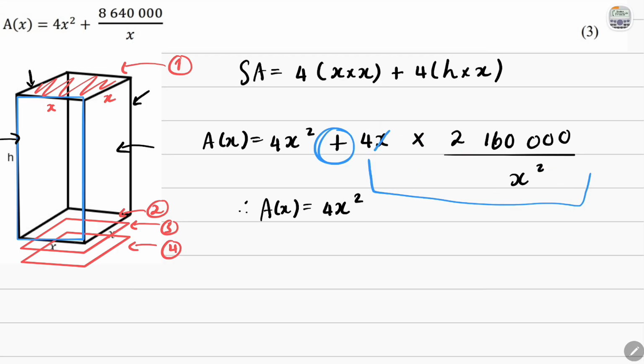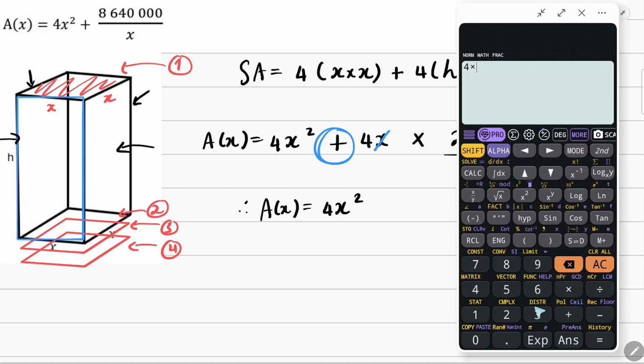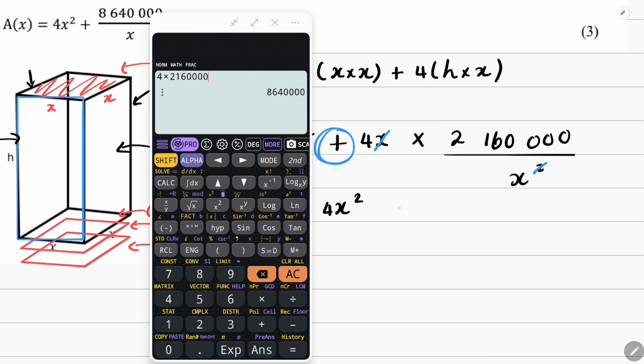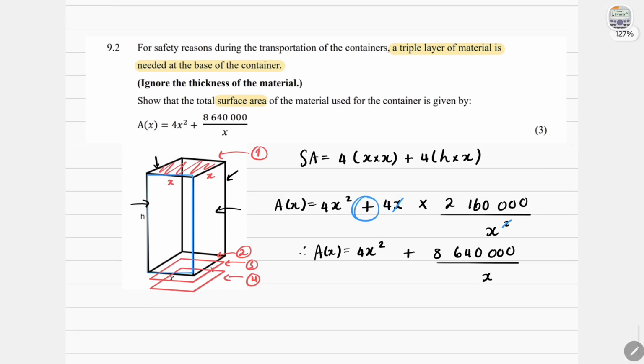So that will cancel, x cancels here, and one of the x's cancel here. So 4 multiplied by that number, let's just get that. 4 times 2,160,000, and that is 8 million. Okay, so we're going to say that this is added by 8,640,000 over x. Okay, and then just see, is that what they have as well? Yes, okay, that is our area.